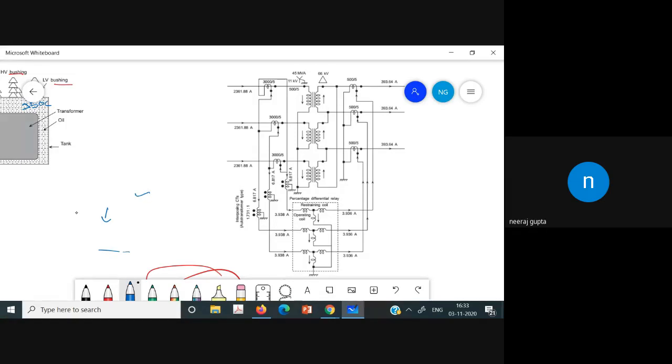What you have to do is this: it is a 45 MVA, 11 kV/66 kV star delta transformer. You have to design the percentage differential scheme. First, you have to design the percentage differential scheme. That is, what is the percentage bias in that case?